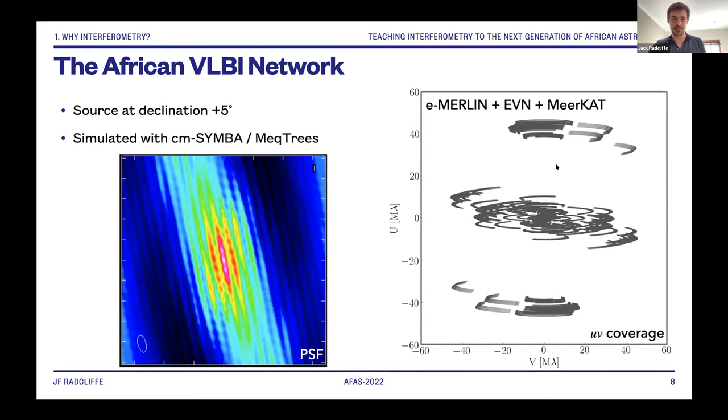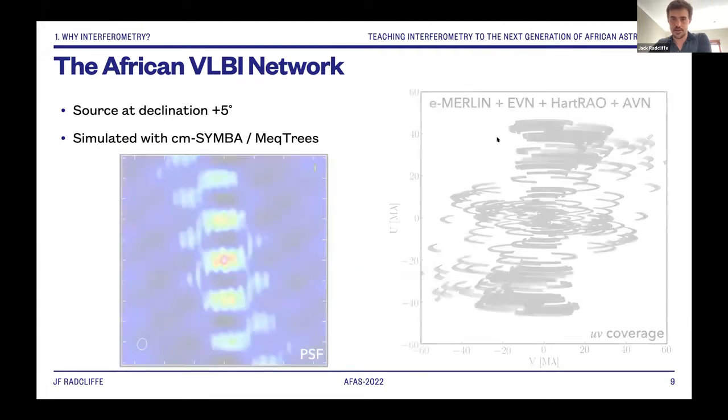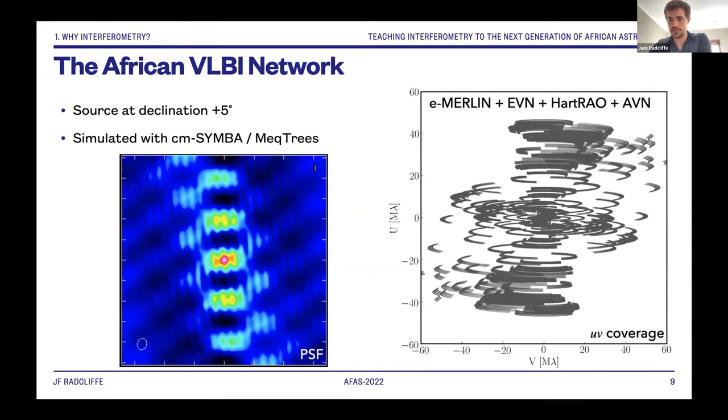So this is a simulation of e-MERLIN in the UK plus the AVN, which is the telescope I just showed, and we've added MeerKAT in there as well. This is for an equatorial source. And then if we include the African VLBI Network in here, we get a much improved filled UV coverage. So your images are going to be better.